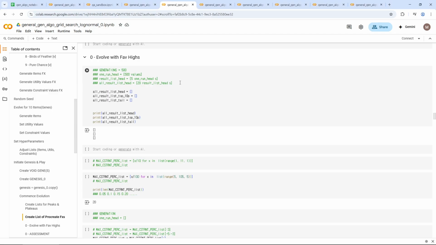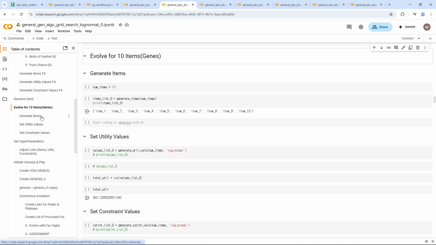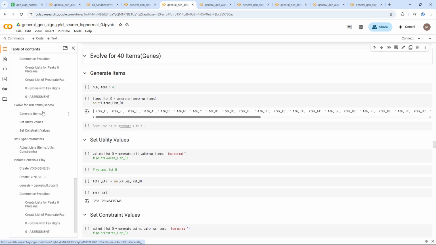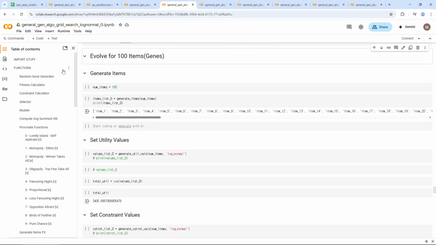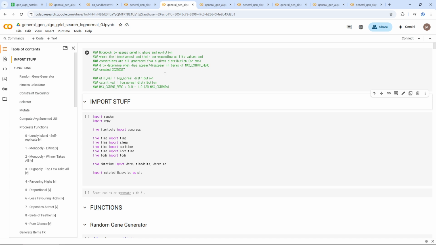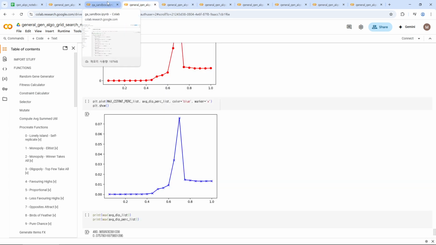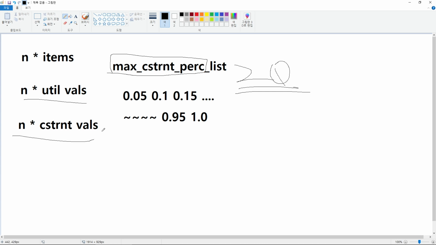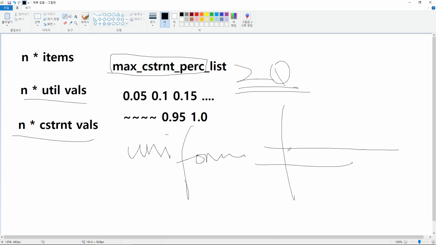And we are going to iterate through all of that while we have 10 items, 40 items, and 100 items. Okay? And for each of the notebook files, I made the distribution that I used for both the utility values and the constraint values different. So for the file that has the word normal in it, I used the normal distribution for both sets of values. For the file that has log normal, I used the log normal distribution. For the file that has the name uniform in it, I used the uniform distribution.